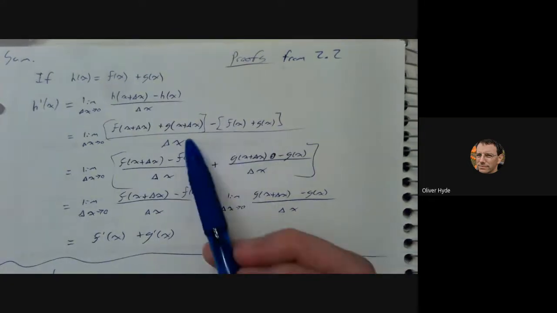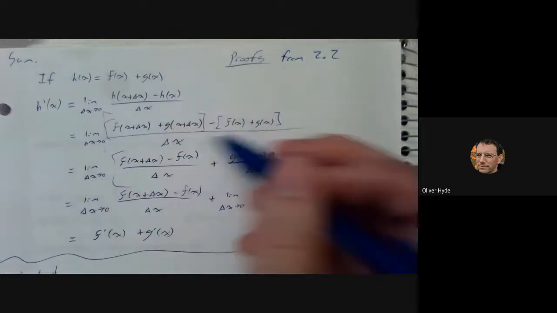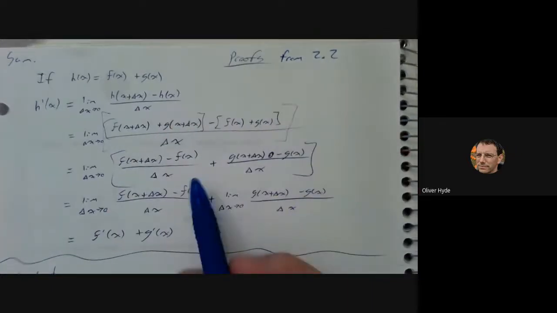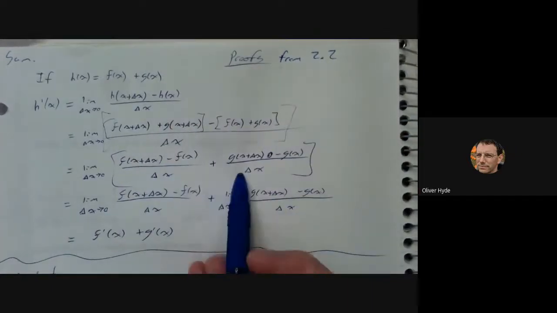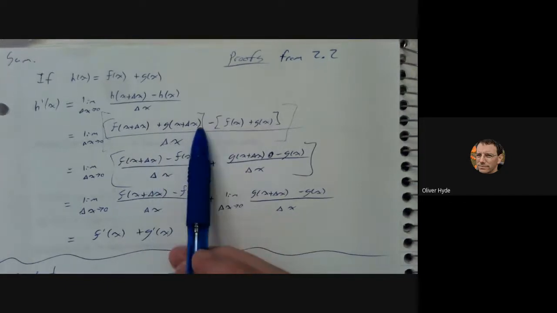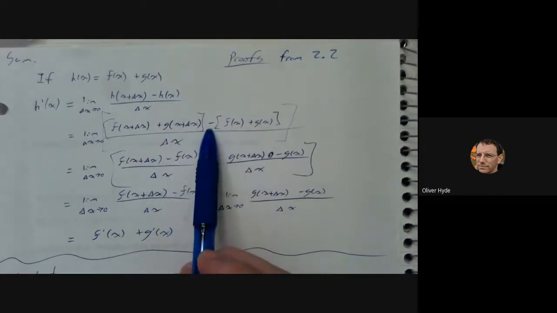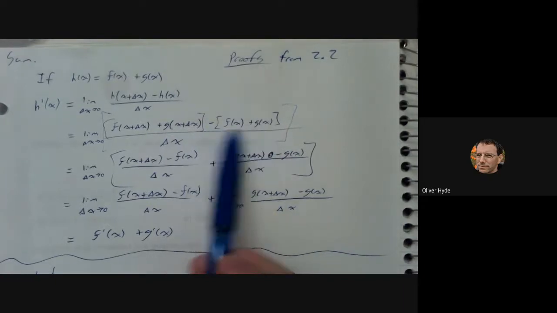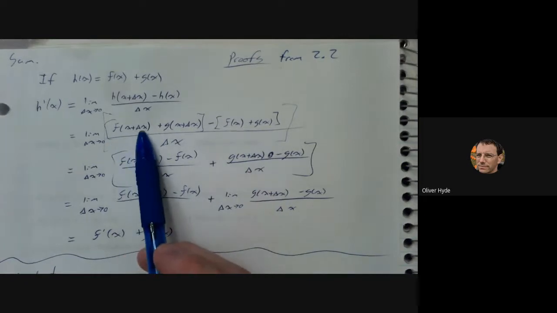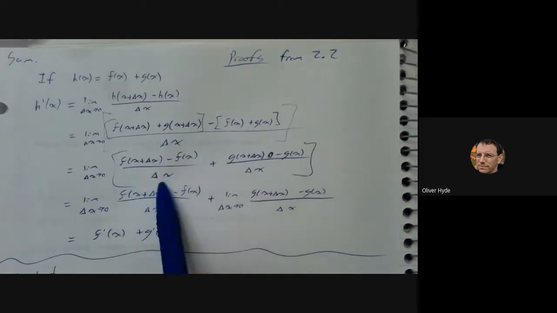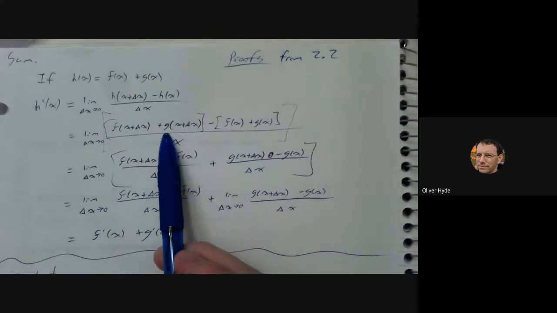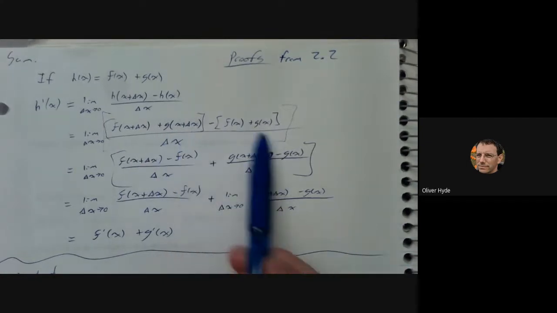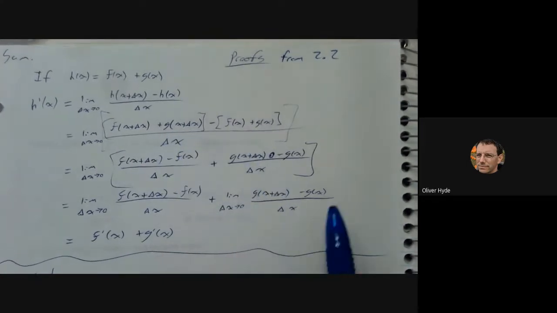First thing that I do, keeping in mind I'm taking the limit of this expression, I decide to split this up into two fractions, and I change the order around a little bit. I apply the distributive property of subtraction through sums, or multiplication by -1 through sums. And then I see an f of x plus delta x minus an f of x all over a delta x, plus g of x plus delta x minus g of x all over delta x.